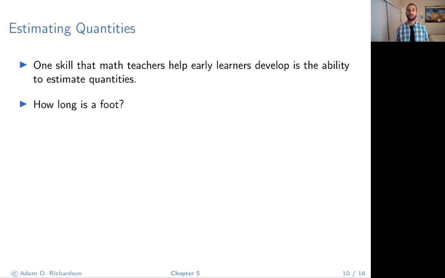So for example, how long is a foot? Maybe my own foot, right? Maybe that's about how long a foot is. How do you have an intuition for how long a foot is? Well, you get exposed to it, and somebody points out that that's how long a foot is, and this is not how long a foot is, and so on and so on. That's a skill that we math teachers help our students develop.